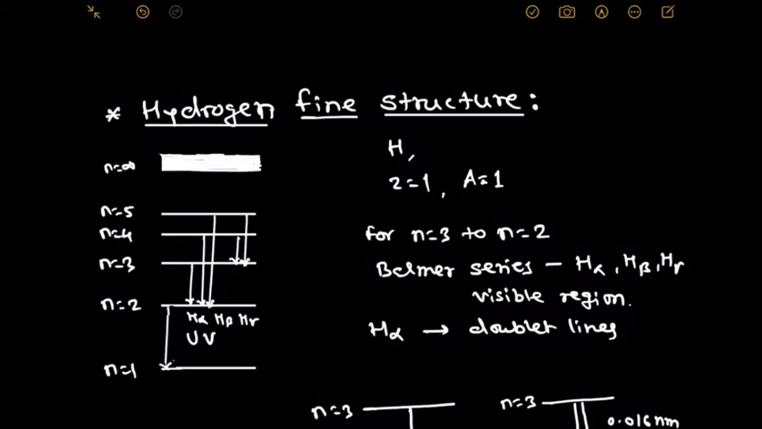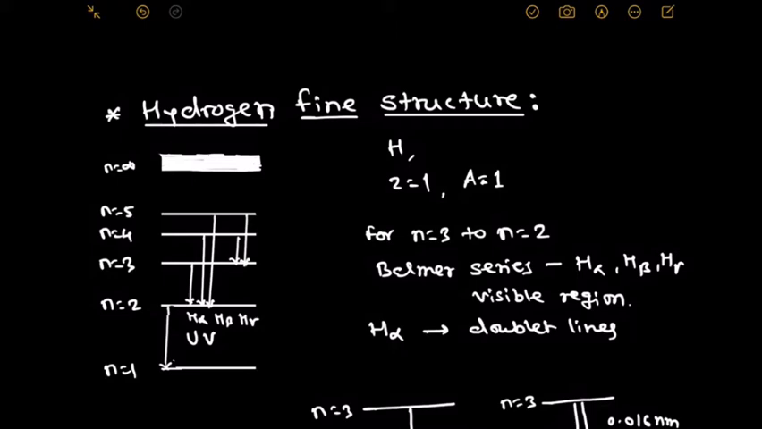Now how does it get the discrete spectral lines? We draw the energy level diagram. Electron is in the ground state, meaning n equal to 1 is the ground state. If that electron gains some energy, it goes to the higher excited energy states, meaning n equal to 2, n equal to 3, n equal to 4 up to infinity, all are excited energy states.